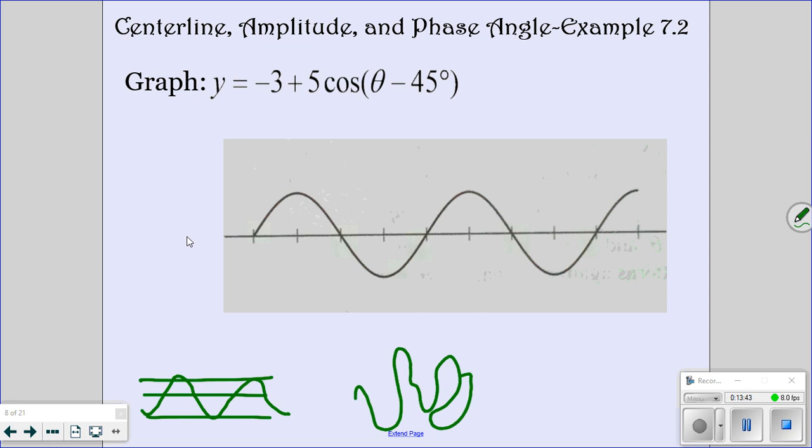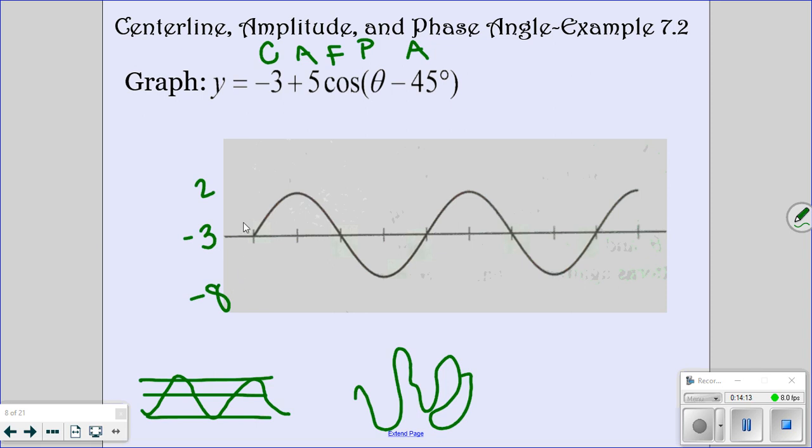So if you want to do that, you can do that as well. So the first thing you're going to do is your center line. So our center line on this one is the negative 3. All right, our little mnemonic. Center line is negative 3. Our amplitude is 5. So negative 3 up 5 is going to be a positive 2. And down 5 is going to be a negative 8.